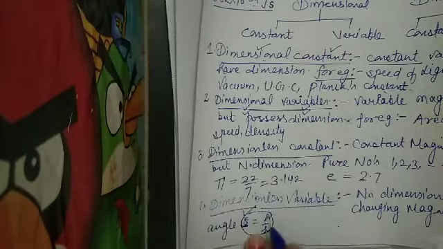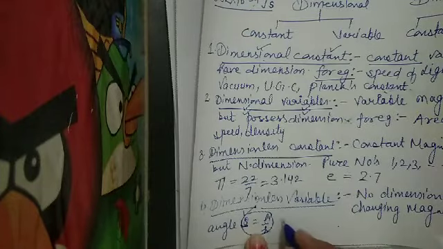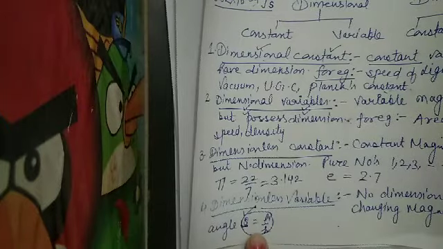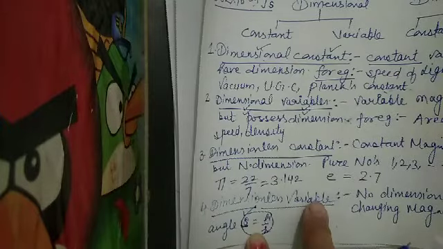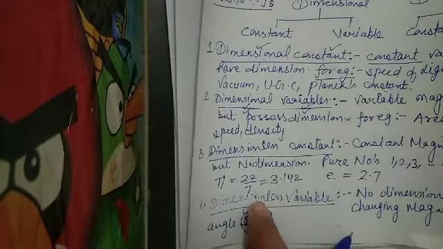Okay, I have taught you in my previous video. Angle, trigonometric angle, tangent theta, sine theta, cos theta, sine 30 is having different value, sine 60 is having different value. So value is changing but no dimension.